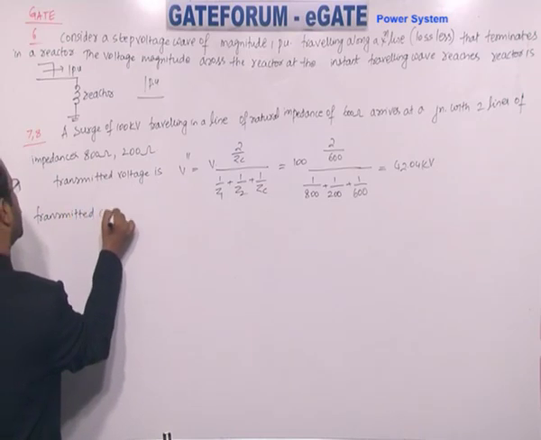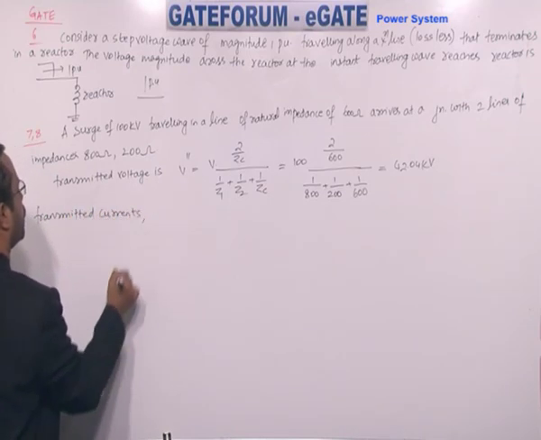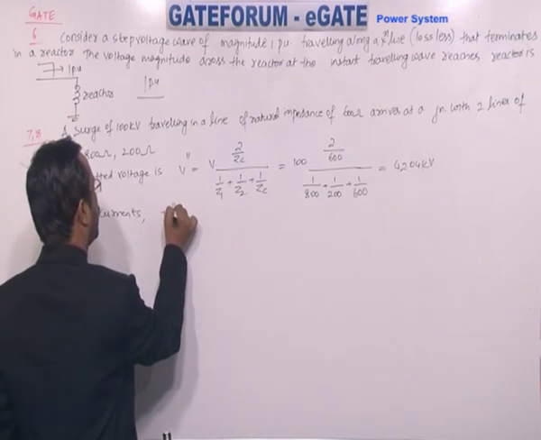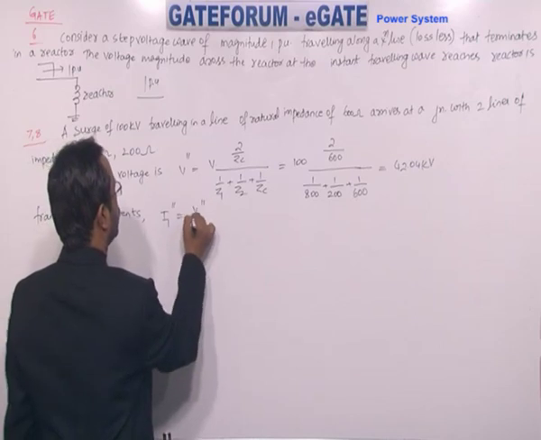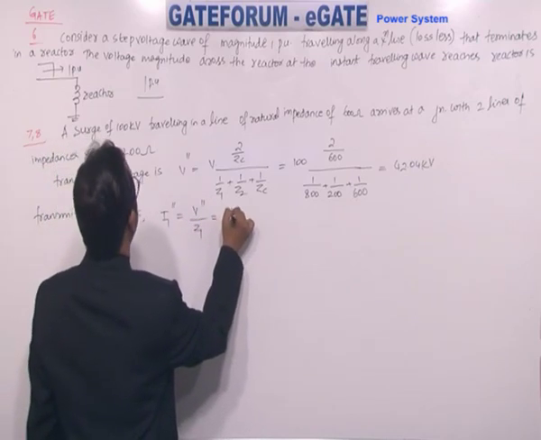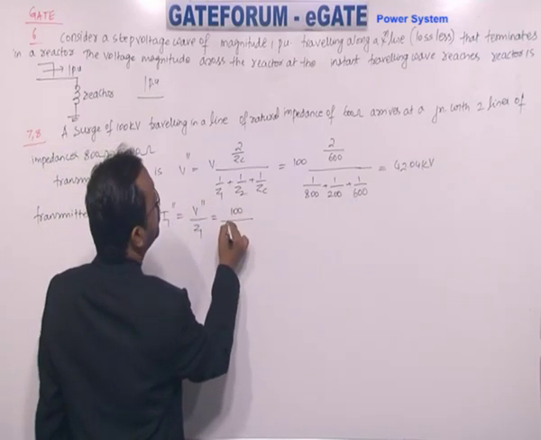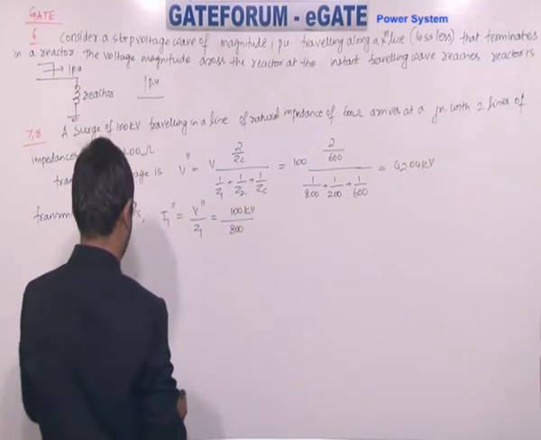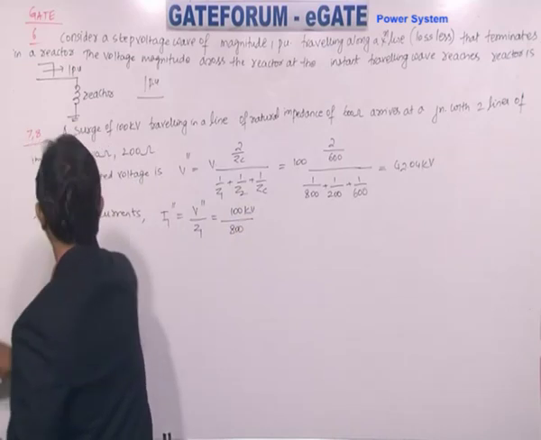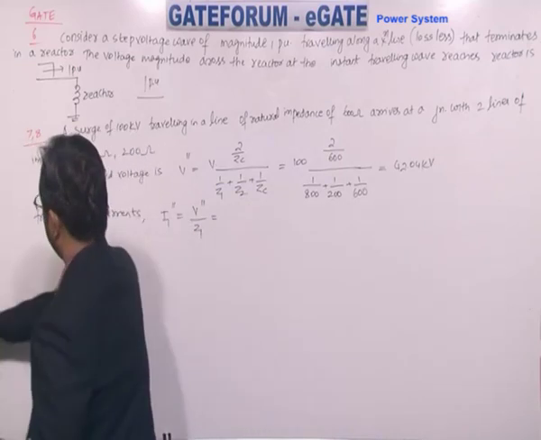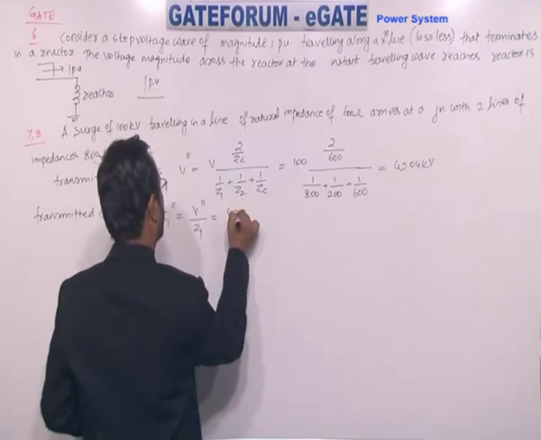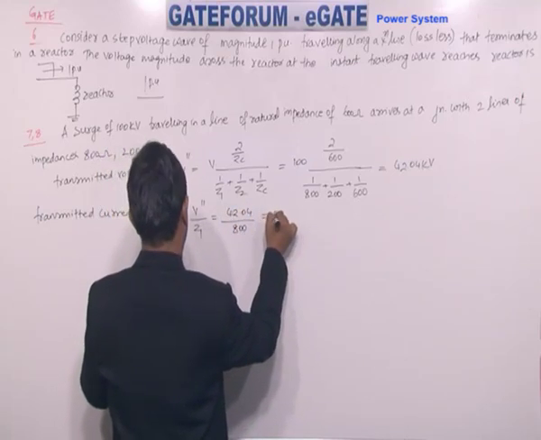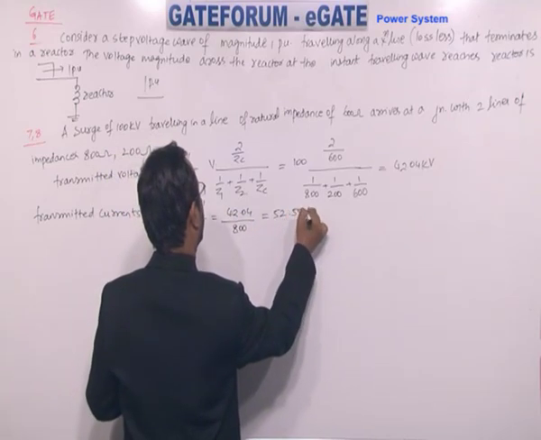Next is the transmitted currents. What are the transmitted currents? We have I1 double dash equals V double dash by Z1. Z1 how much? 800 ohms. So V double dash is 42.04 kV, Z1 is 800. How much do you get? 52.55 amperes.